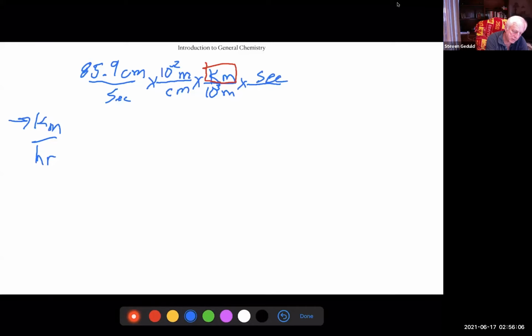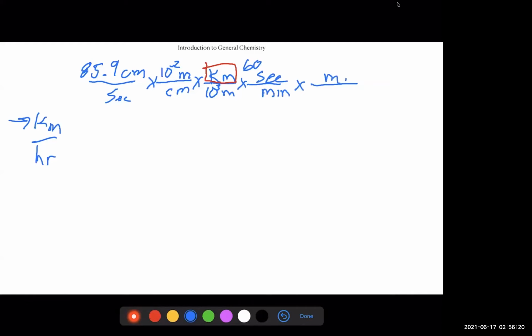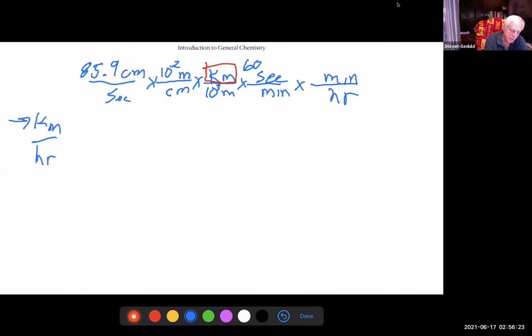I can go to per minute. How many seconds in a minute? 60. So 60 goes on top, right? For seconds. And then I want to go from minutes to hours. How many minutes in an hour? It's also 60, right? So now I've gone to hours, which I want. So centimeters cancel, meters cancel, seconds cancel, minutes cancel. I'm left with kilometers per hour, which is what I want.